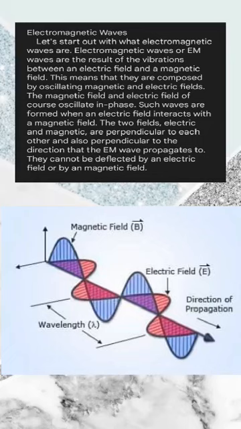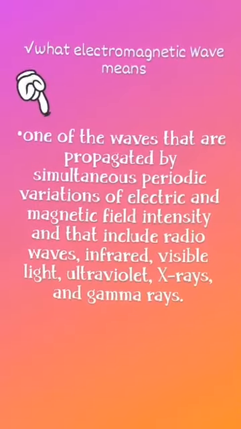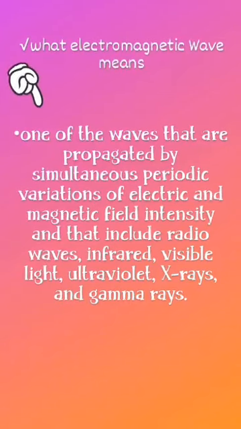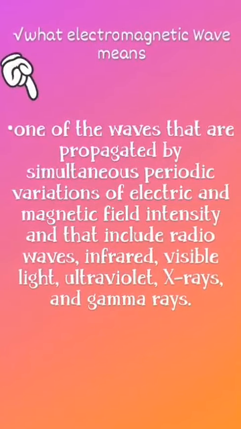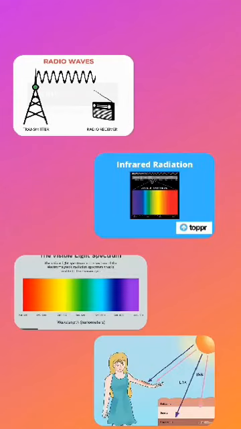The two fields, electric and magnetic, are perpendicular to each other and also perpendicular to the direction that the EM wave propagates to. They cannot be deflected by an electric field or by a magnetic field. They are waves that are propagated by simultaneous periodic variations of electric and magnetic field intensity, and they include radio waves, infrared, visible light, ultraviolet, X-rays, and gamma rays.